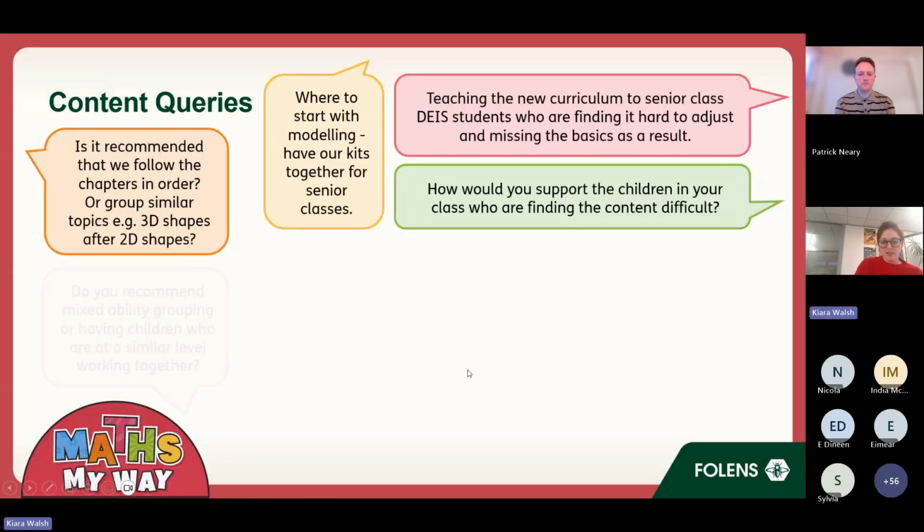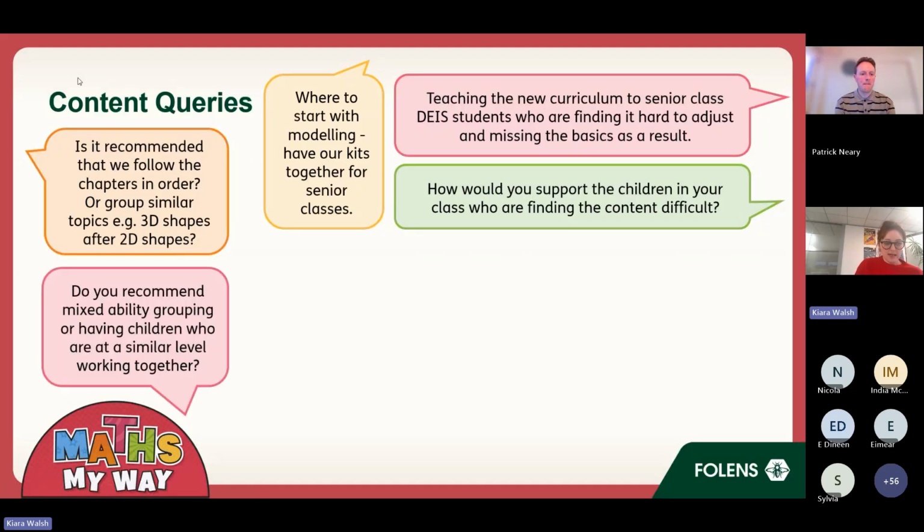I've got 2 more questions, I think, here. One is just about your groupings. Do you recommend mixed ability groupings or having children who are at a similar level working together?